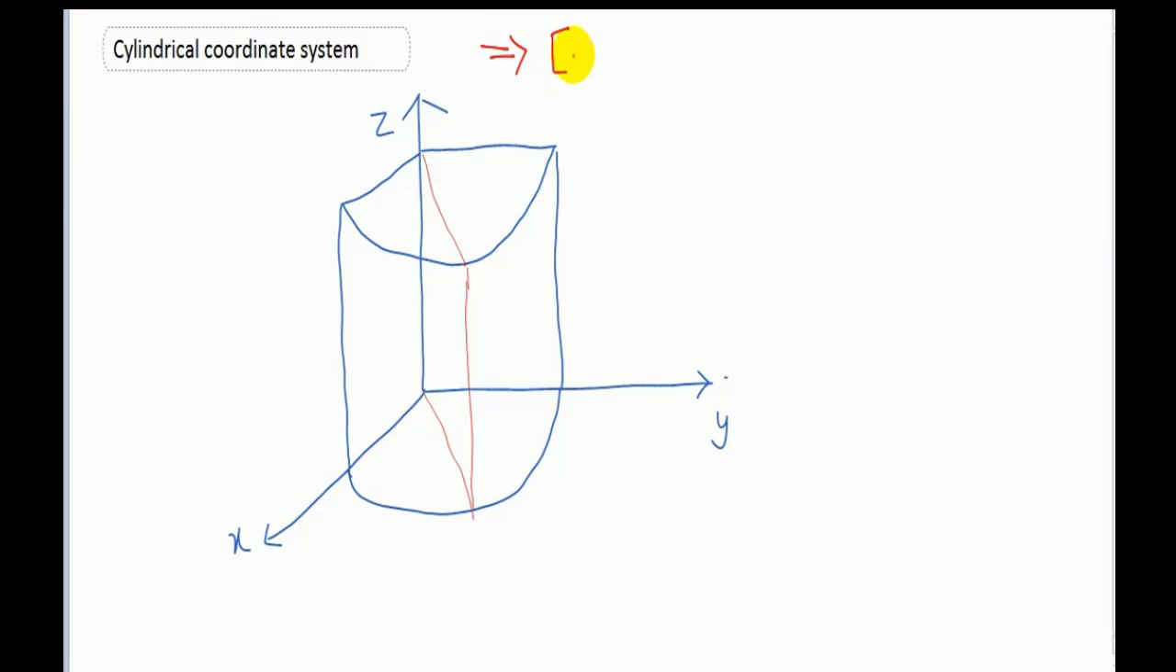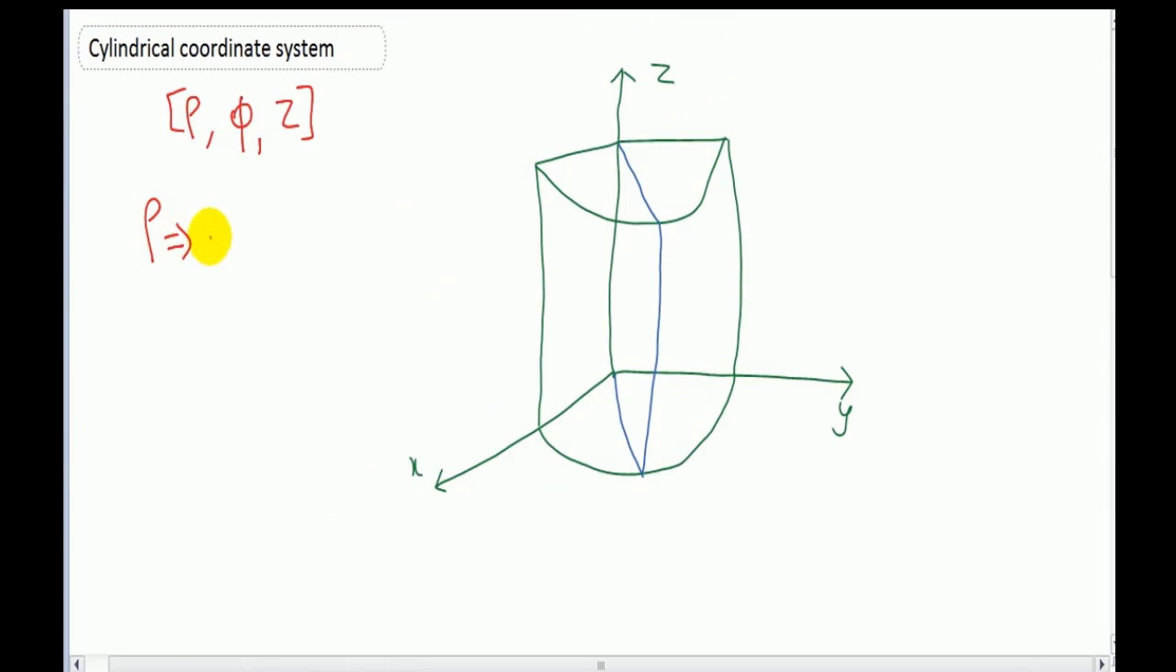So here the three parameters are rho, phi and z. Rho is the distance from the z-axis. If I talk about this point, suppose this point is P having coordinates rho, phi and z, then rho will be the distance from the z-axis. That is, we can say that this distance from here to here will be rho.